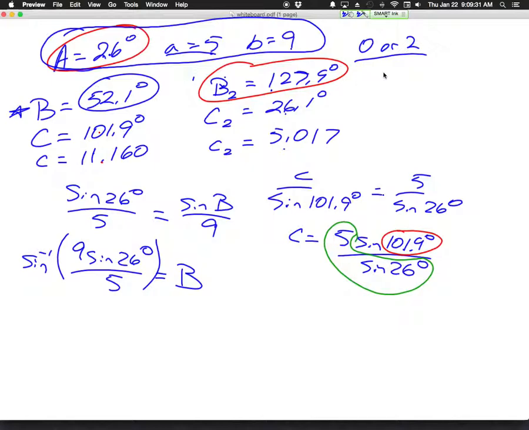Alright, so let's recap this problem before we get to the zero triangle one. First thing we decided was it 0 or 2? Gage, why did we decide 0 or 2? Because the matching side was smaller than the other side. Very good. The matching side was smaller than the other side, so that means my only options are 0 or 2. So then we set it up to find this.